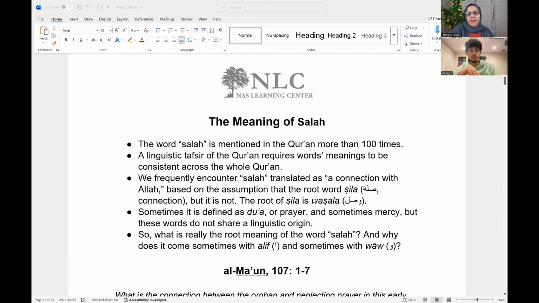So the meaning of Salah. If you focus on the Quran, for everyone who goes and researches the Quran, you're going to find that the word Salah is mentioned in the Quran more than 100 times. A linguistic tafsir of the Quran requires word meanings to be consistent across the whole Quran. So it's not like one time you say, oh, the word Salah here means this or here means that. It should be consistent, not only for the word Salah, but for every word in the Quran. And I feel there is no what they call mutaradif. I would say we have the same family of words, but no word is the same as the other.